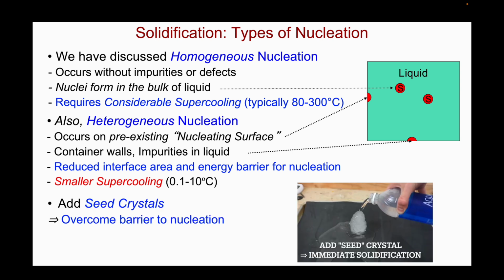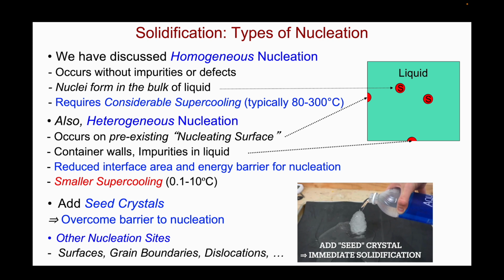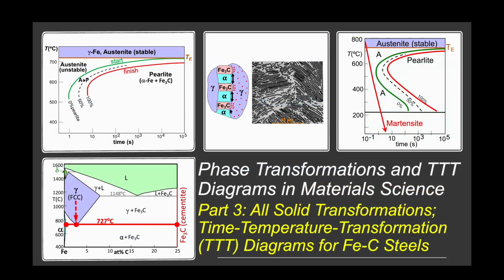In the first part of our videos, we also saw the nucleation barrier could be overcome by adding a pre-formed seed crystal. We saw this when supercooled water froze spontaneously when it was poured onto a pre-made ice cube. In many systems, the nucleation will also be favoured at other types of defects, such as surfaces, grain boundaries, or dislocations. We'll continue our discussion in part 3, the final video of this series, where we'll look at TTT diagrams for all solid phase transformations in the iron-carbon steel system.